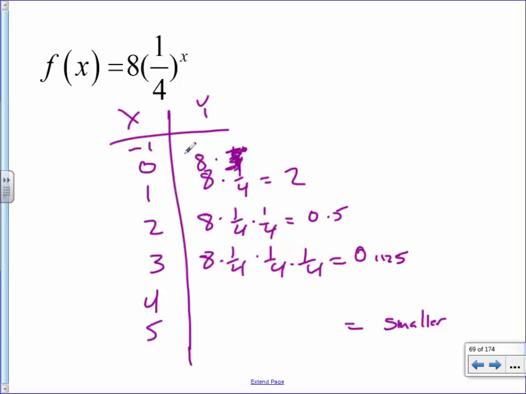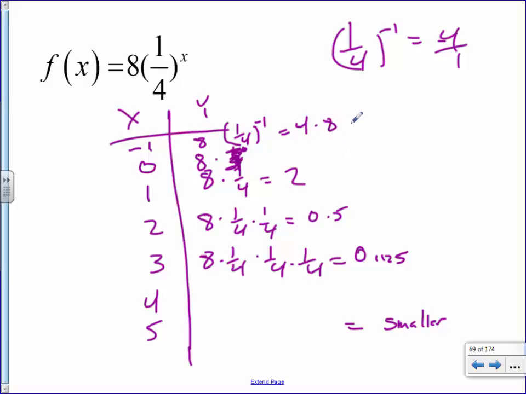But you're right, this is going to go up. If you do -1, this means 8 times by 1/4 to the -1. Let me just go up top here and talk about what 1/4 to the -1 means. A negative exponent means take something from the top of the fraction, put it on the bottom. What if it's already on the bottom? Put it on the top. So this actually means 4/1 in a way. Yeah, that's a good way of putting it. So this is actually going to be 4 times by 8, which is going to be 32.